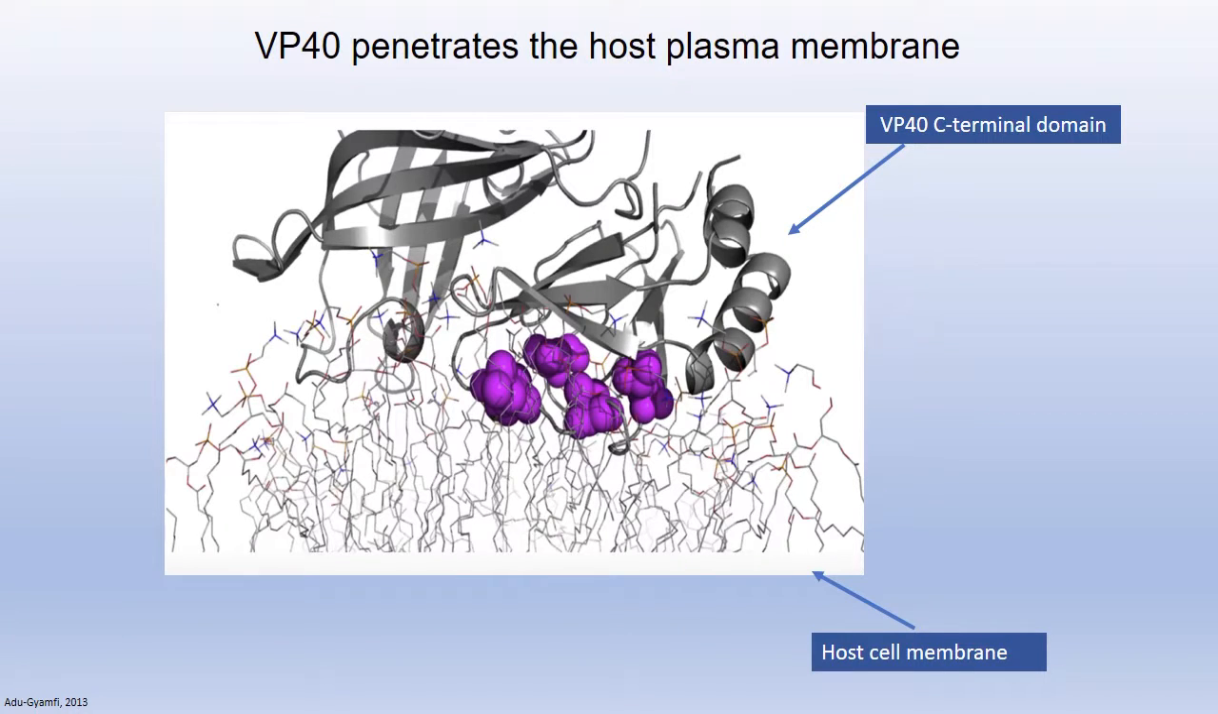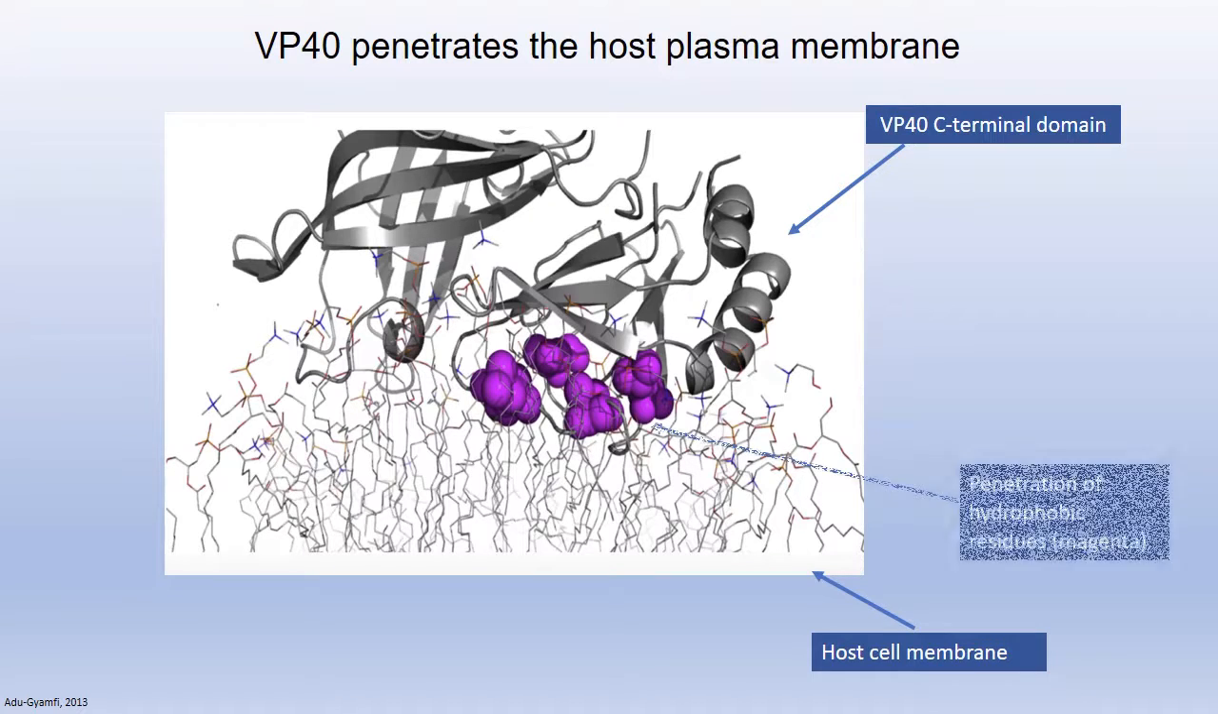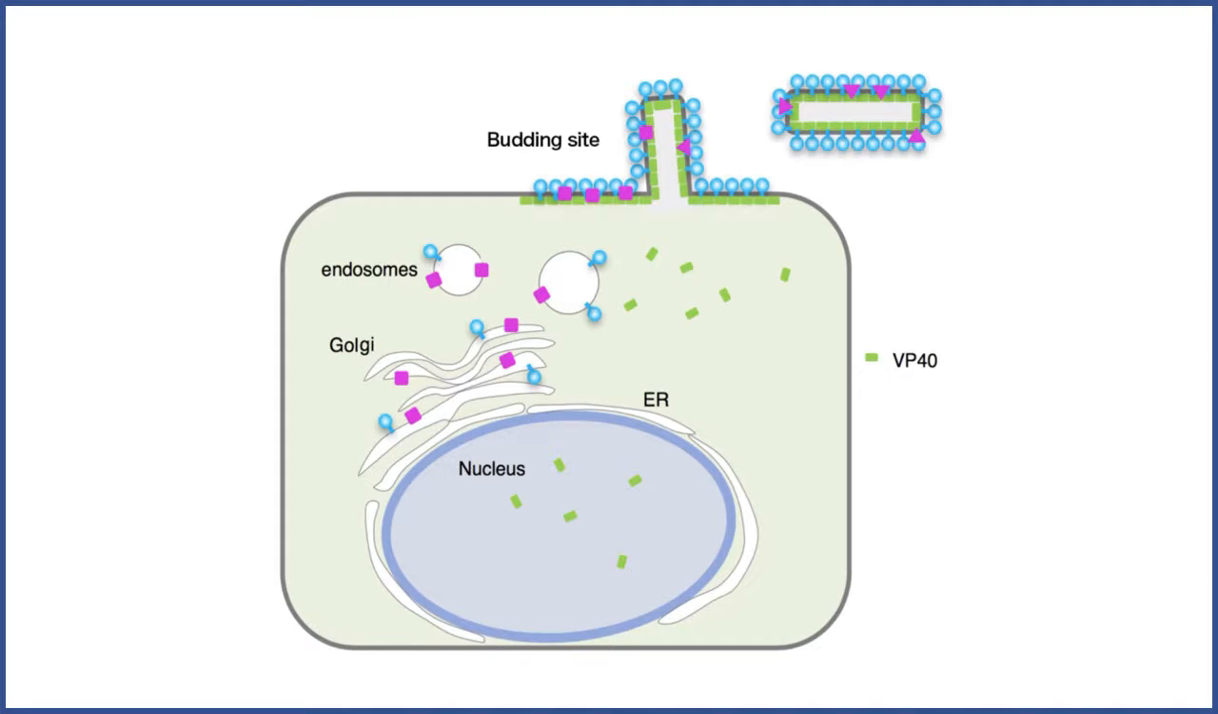How does VP40 polymerization at the membrane actually help induce viral exit? Studies show that a hydrophobic loop on the VP40 C-terminal domain, labeled in magenta, penetrates 8.1 angstroms into the plasma membrane. This deep penetration into the host membrane, along with tight packing of VP40 filaments, makes it energetically favorable for the membrane to bend into a sphere. This makes it easier for subsequent viral budding and exit to occur.